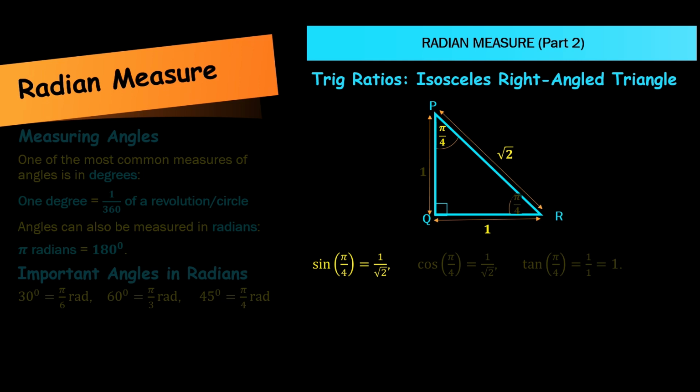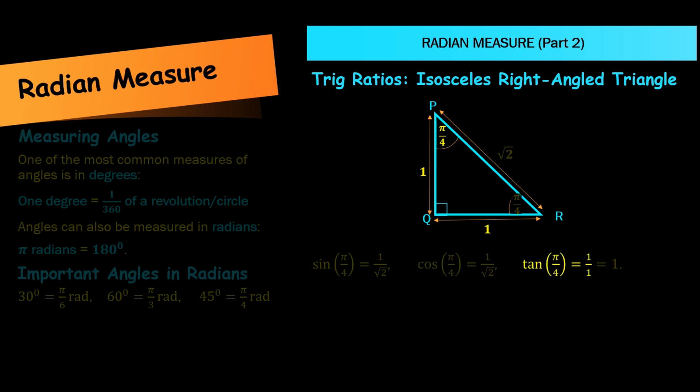So let's first consider sine pi/4. We're going to use the formula sine P equals opposite over hypotenuse, which is sine pi/4 equals opposite, which is 1, over hypotenuse, which is √2. And now for cos P equals adjacent over hypotenuse. So we have cos pi/4 equals 1 over √2.